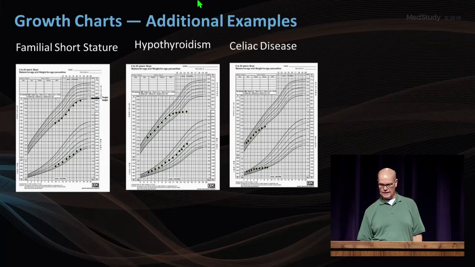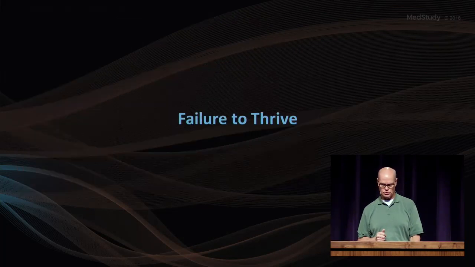And then any chronic disease over time will certainly affect first weight and then length. So lots of information that you can gather from a bone age and from looking at a growth chart that will likely appear on some vignettes on your boards.